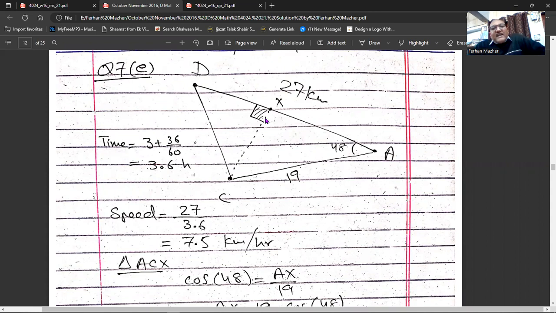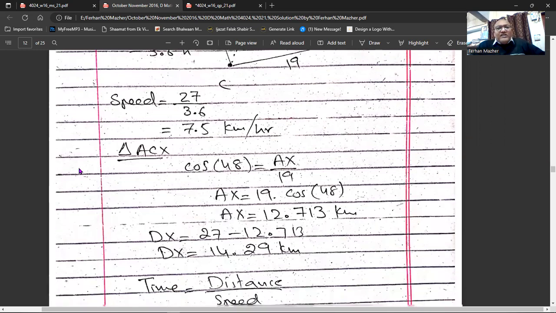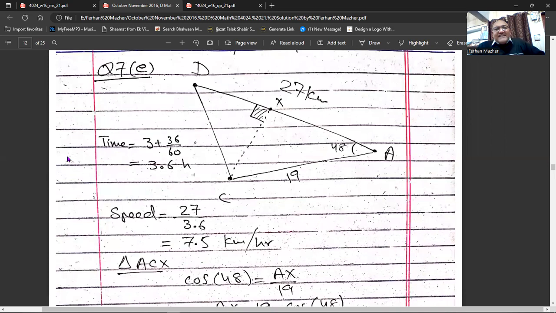This is 19. This angle here is also 90, so it's a right angle triangle. First of all, he said from going from D to A, it took 3 hours and 36 minutes. So I will convert them totally into hours. 36 divided by 60 will be 0.6, so 3.6 hours. So the speed with which they are moving is 27 kilometer divided by 3.6 hours, that will be 7.5 kilometer per hour. So then we will talk about the triangle ACX.